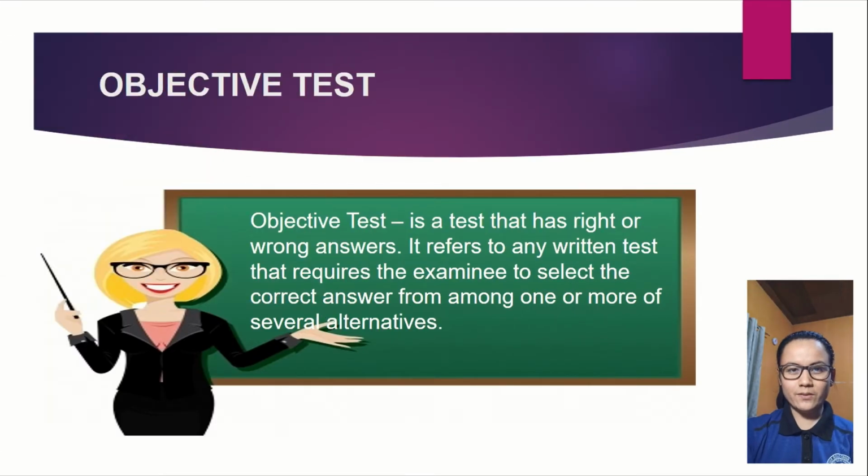Hey everyone, today I will discuss the differences between objective and subjective type of test. But before that, let me define those two terms. Objective test is a test that has right or wrong answer. It refers to any written test that requires the examinee to select the correct answer from among one or more of several alternatives. Objective test is one in which the test taker chooses an answer from a limited set of permitted answers. Examples of these are multiple choice, true or false, and matching type.